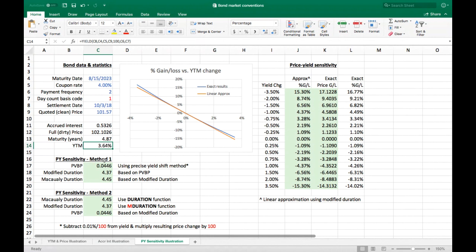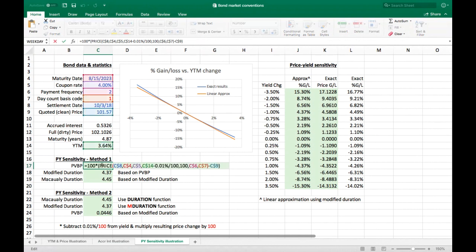And what we want to do is calculate PVBP, modified duration, and Macaulay duration. So let's do it the traditional way, basically making a small change in the price. So we'll use the Excel price formula, and we're going to change the yield by 1 basis point divided by 100. That's right there. And then the other parameters are the same: settlement, maturity, the coupon rate, and then this is the yield. So that's going to C14 here, and we're subtracting that small amount.